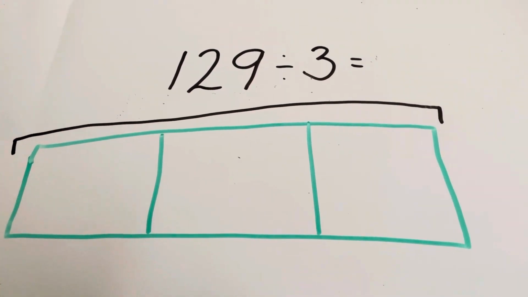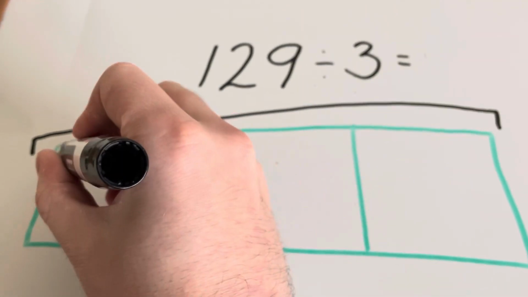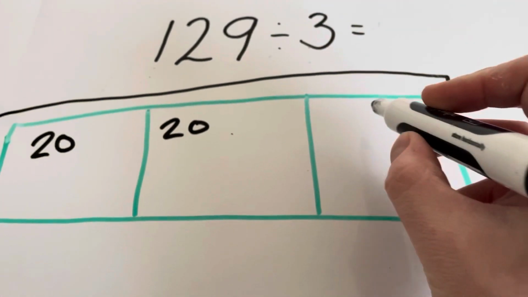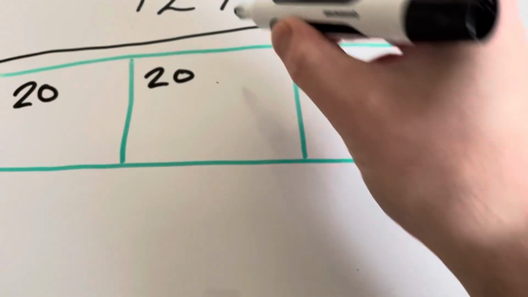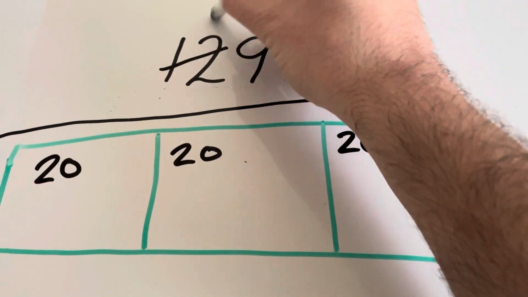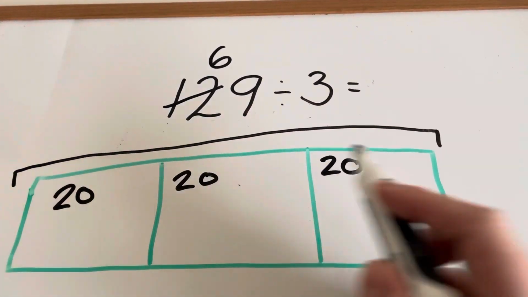So what I'm going to do is go down to 20. I can definitely give all 3 people a 20, so I'm going to do that. I'm going to give this person 20, I'm going to give the middle one 20, and I'm going to give the end one 20 as well. Okay, that means I've given out 60, so I'm going to remember that I've taken 60 off this, which leaves me with 69.